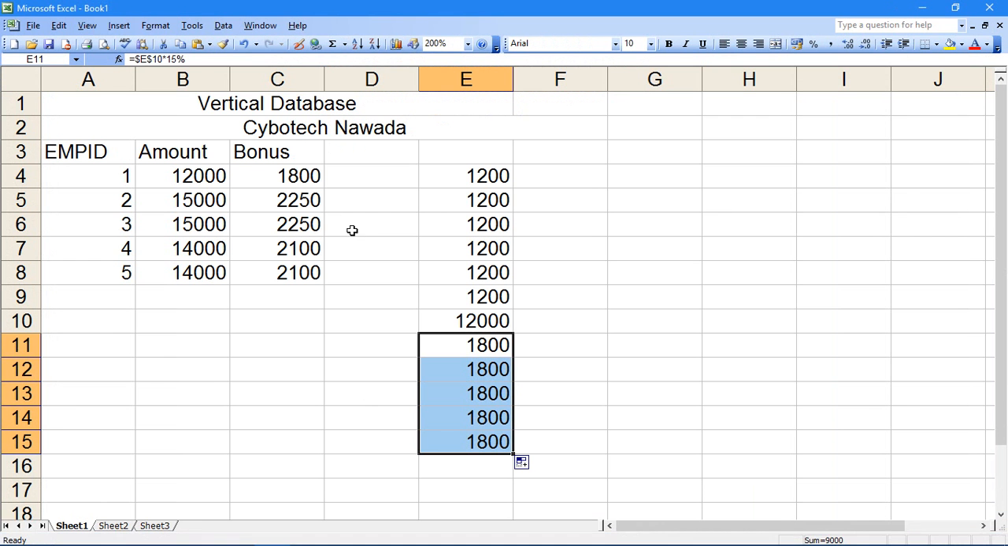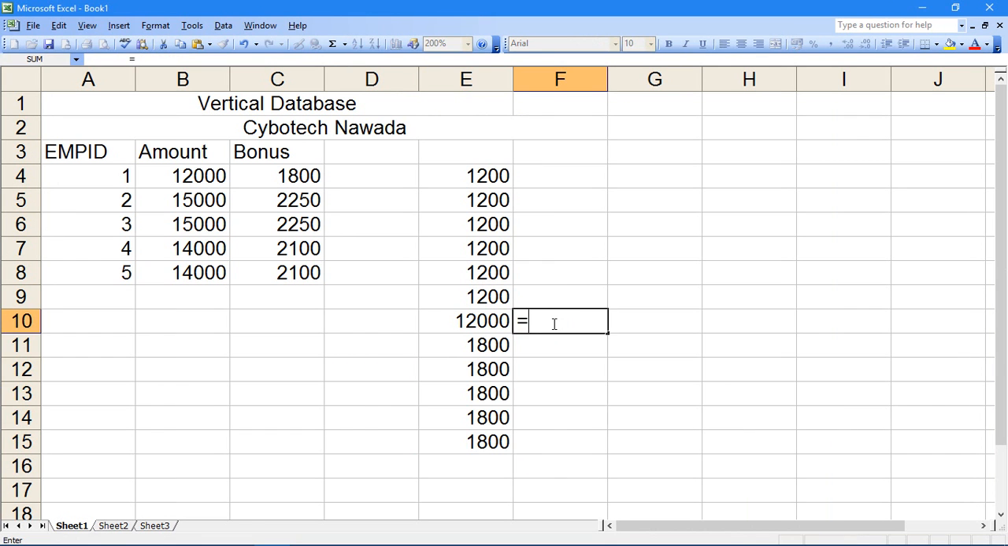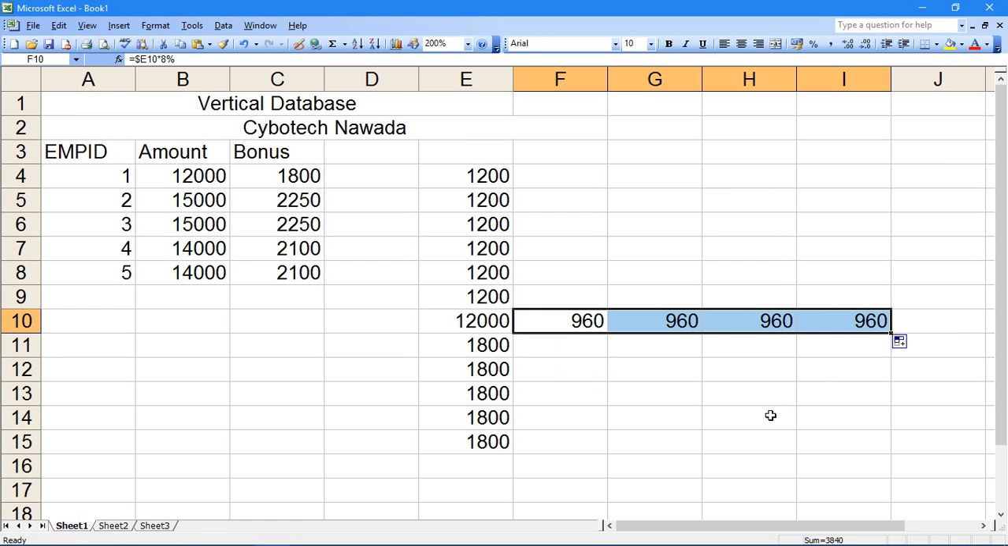In this case, when we copy upwards, nothing will change. When we copy downwards, nothing changes. Now suppose here I am writing equals $E10 into 8%. Suppose it's 960. But using the fill handle, if we copy it rightwards, what happens?